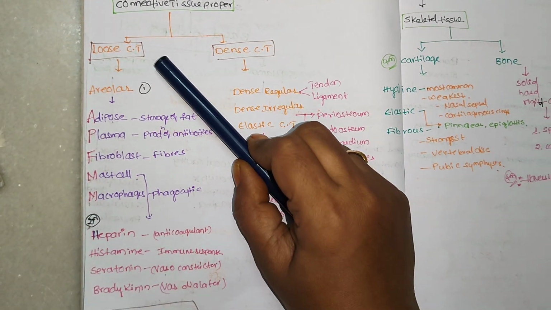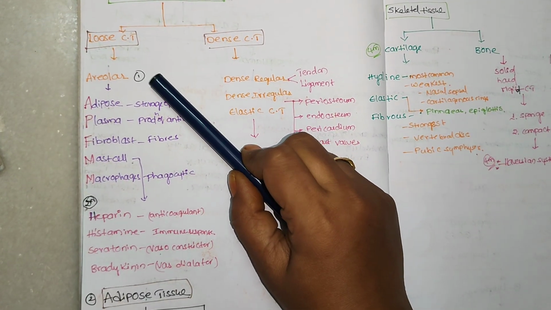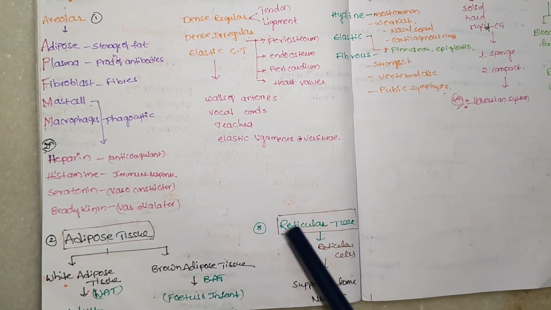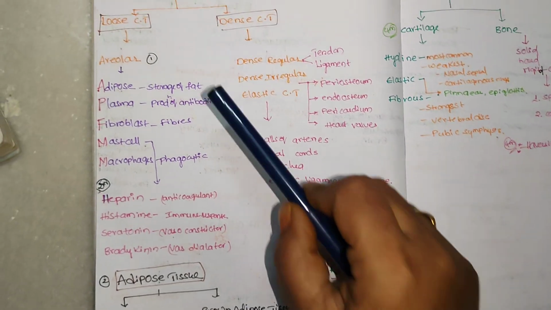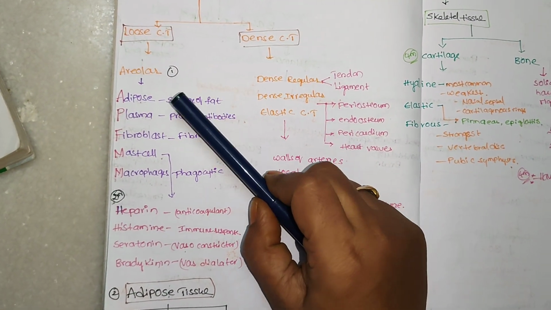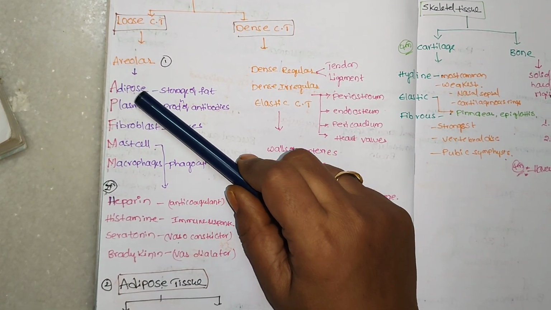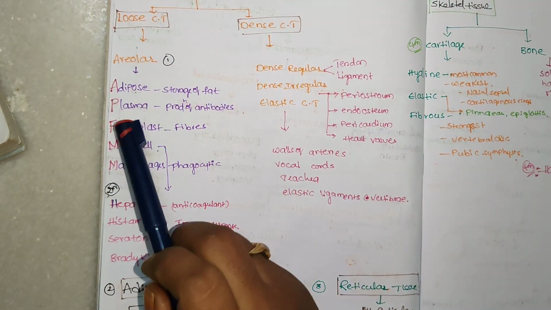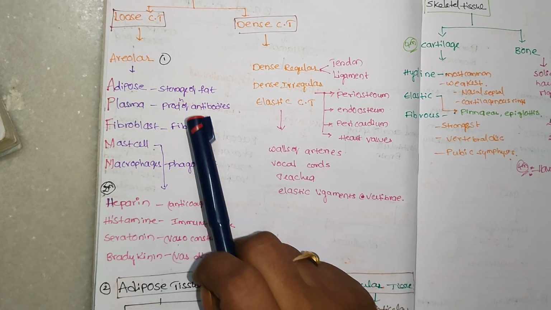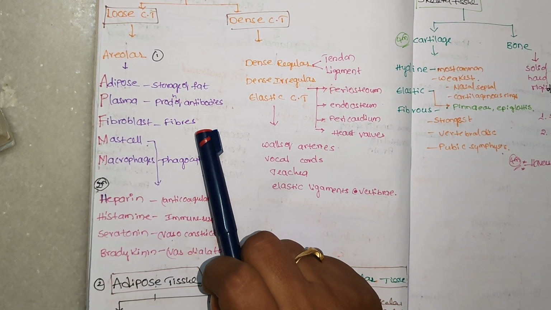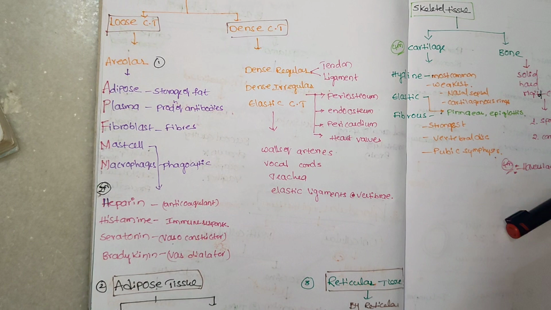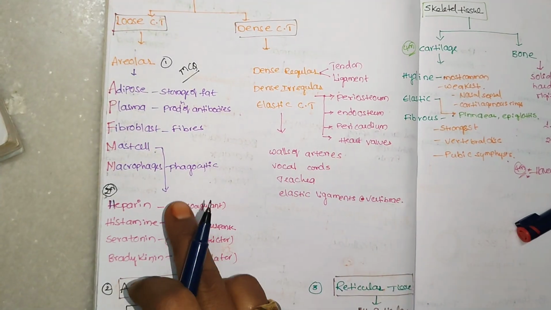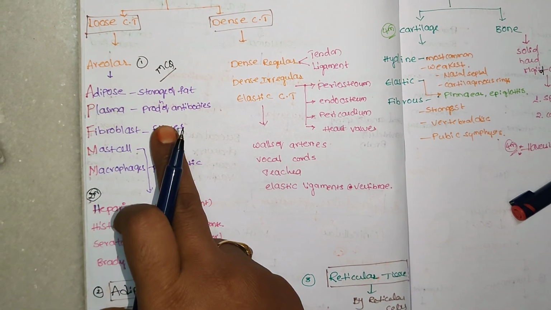Again, in loose connective tissue, we have three types: areolar connective tissue, adipose tissue, reticular tissue. In areolar tissue, we have a code, APFM. In that, which cell secretes which type of secretion. That is important for MCET and NEET. So this is the MCQ: which type of cell produces which type of secretion.